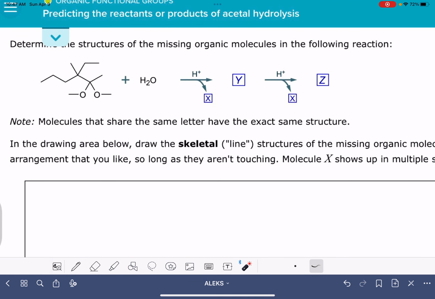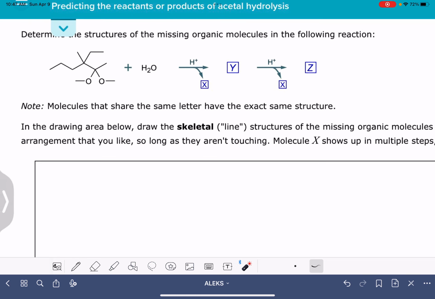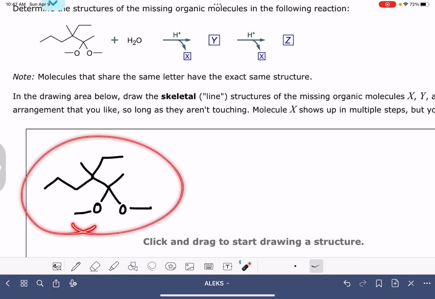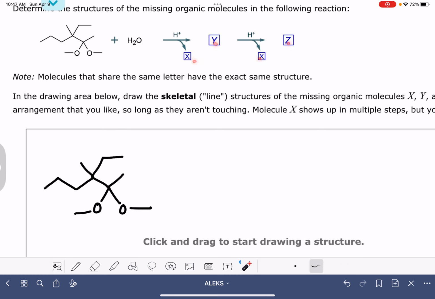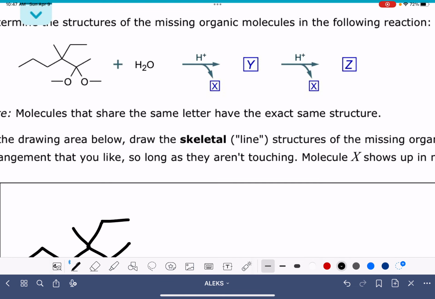I am going to show you some different versions of this problem, but like I said, this one is absolutely the hardest one. To start off, I'm going to redraw the provided molecule. I'm just going to redraw that initial acetal down here. And basically what we're going to be doing in this problem is dissecting this acetal into three additional molecules. I'll just give you a little bit of hints in terms of where we're going.